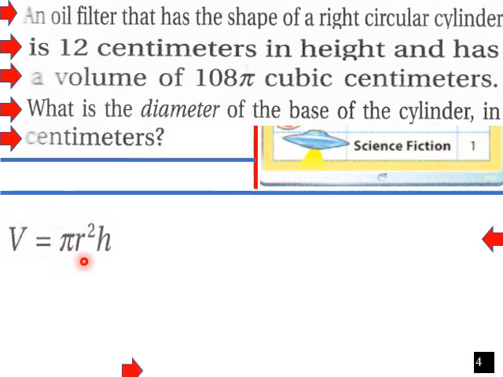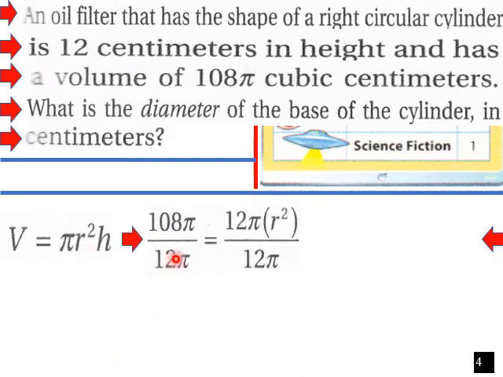The volume of a right cylinder is pi r squared h. We have 108 pi, which is the volume, and then over 12 pi, which would be the height, to find the diameter here. So 12 pi times r squared over 12 pi. We come out with 9 equals r squared, so that gives us 3 equals r.